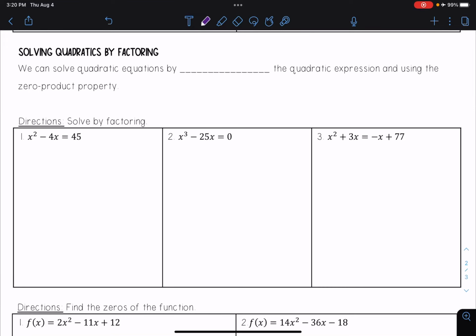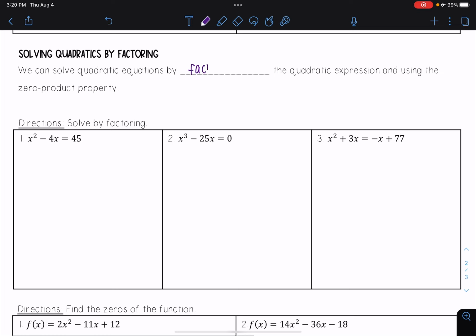So for this video, we're going to be looking at solving quadratics by factoring. We can solve quadratic equations by factoring the quadratic expression and then using the zero product property. So let's look at some examples of that.